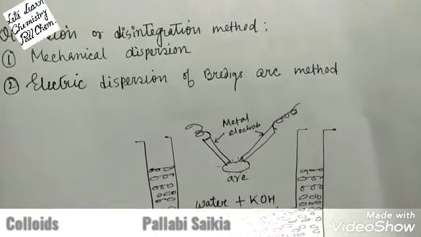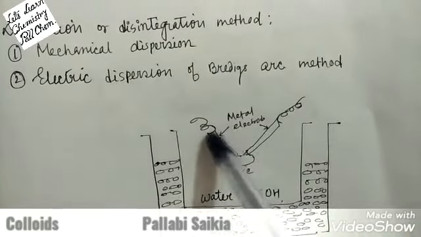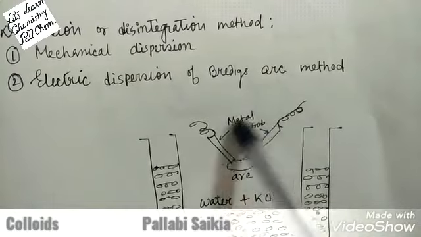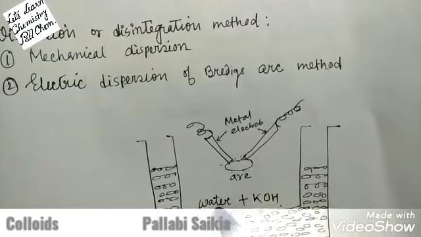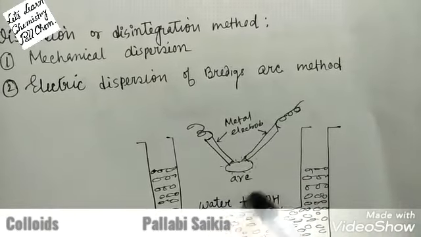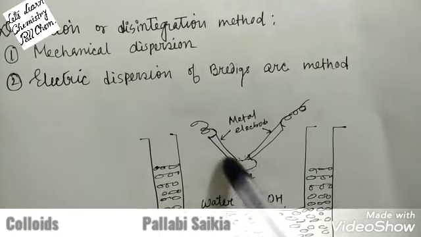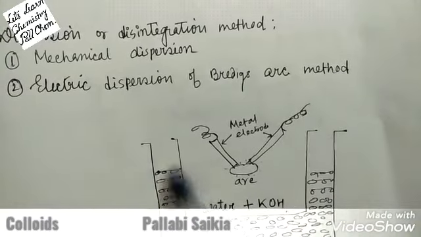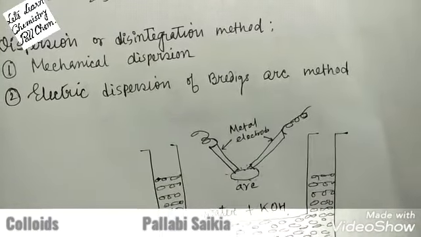In this process, two metal electrodes are connected in an arc, and it is immersed in a dispersion medium like water. This water contains potassium hydroxide, which is used to stabilize the sol, and the solution is kept cool by keeping it in a cool bath.